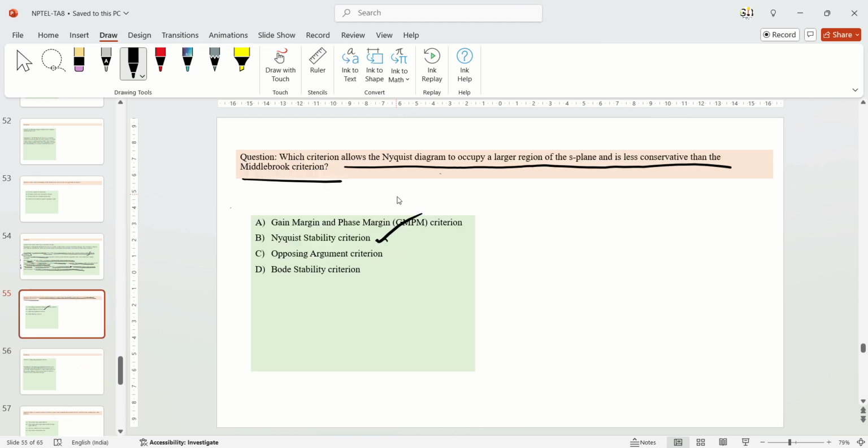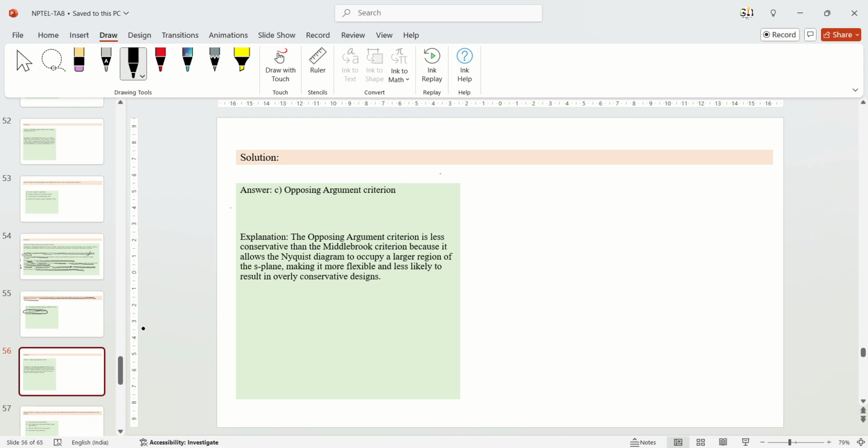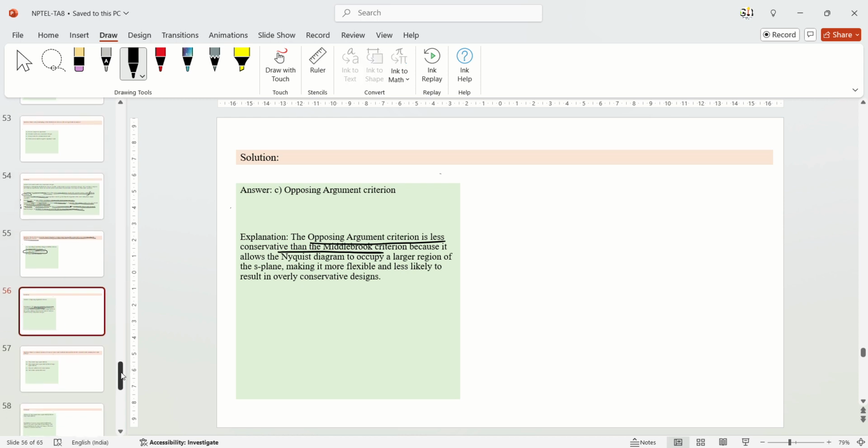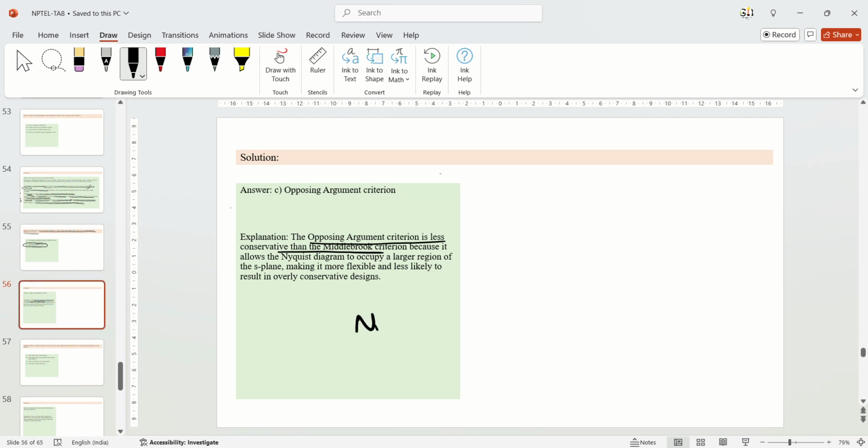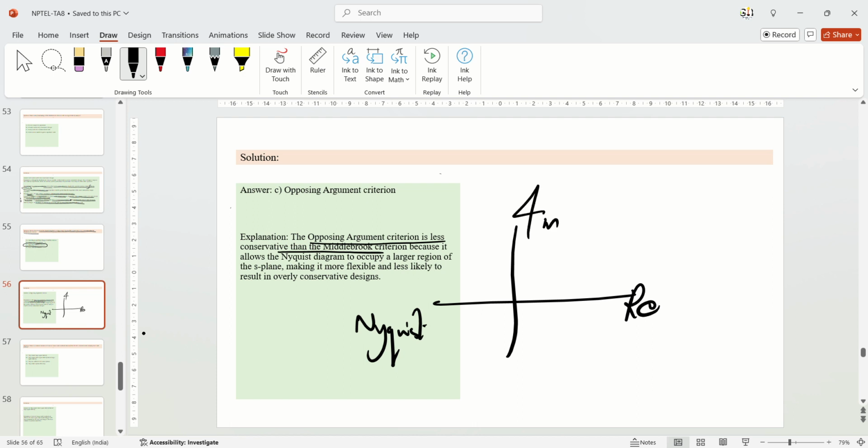So this is the opposing augmented criteria. The explanation says that the opposing augmented criteria is less conservative than the Middlebrook criteria because it allows the Nyquist diagram to occupy a larger region than the S-plane. The Nyquist plot is such that it will occupy the real part and the imaginary part. There is a certain region in which you can check the stability.